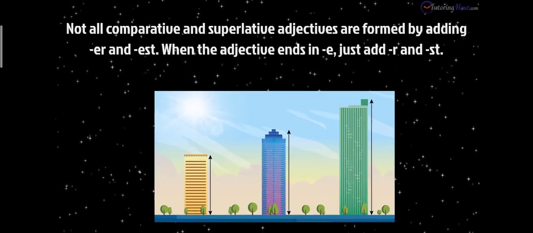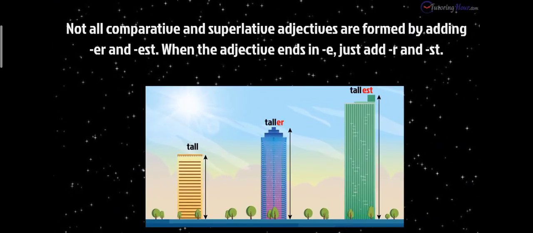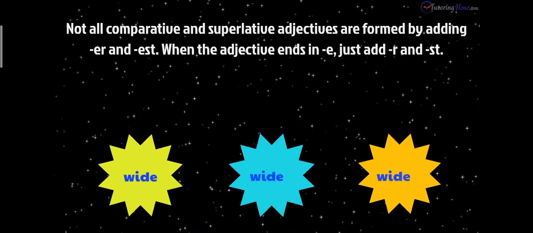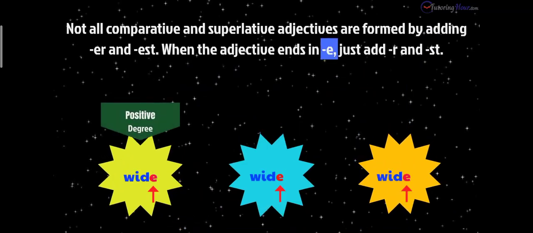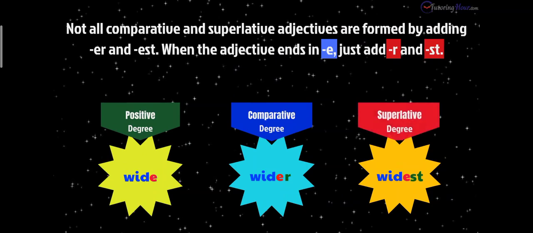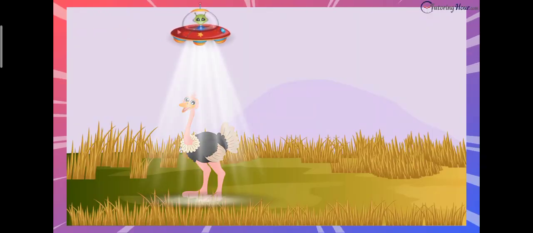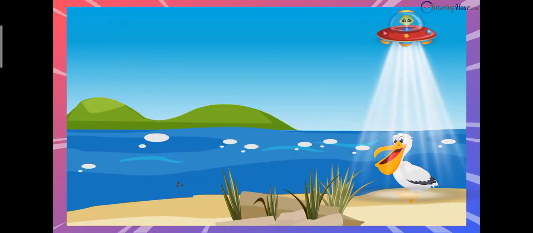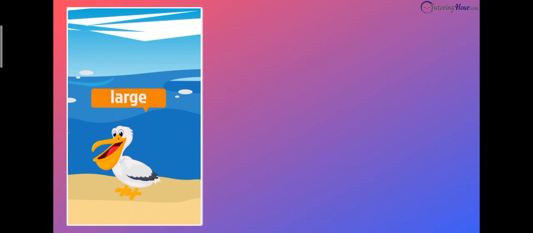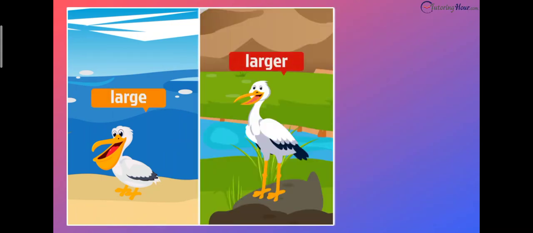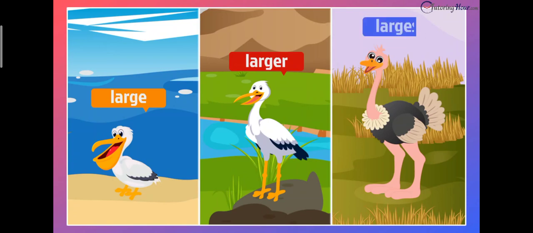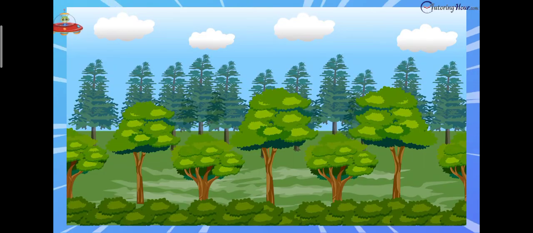Not all comparative and superlative adjectives are formed by adding er and est. When the adjective ends in e, adding an r and st will work fine. Zorg then compared 3 birds. The pelican was large. The crane was larger than the pelican, and the ostrich was the largest of the 3.